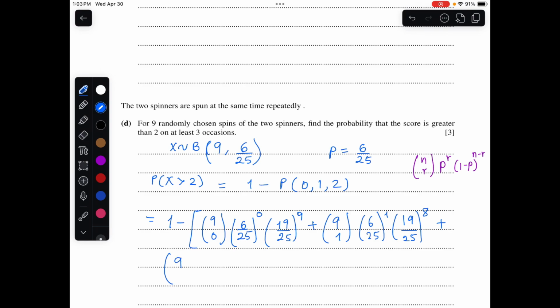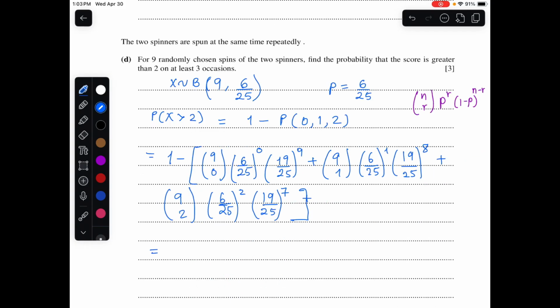Then we have 9C2, 6 over 25 to the power of 2, 19 over 25 to the power of 7. That's the last one. And then you calculate all of this. You need to show this step of calculation. There is a mark for it. So it's going to be 0.08459 plus 0.2404 plus 0.3037, and that gives us 0.371. All right, that's the part D.